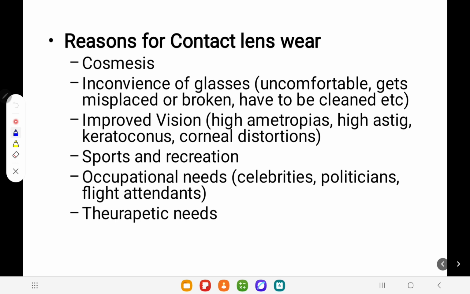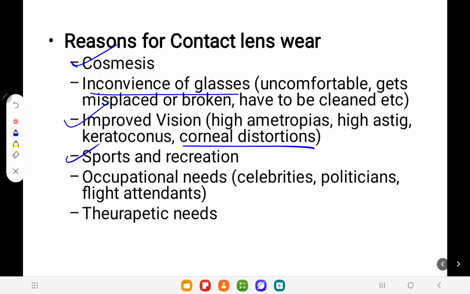So the reason for contact lens wear many times is cosmetic. Many times it's the inconvenience of glasses, which get misplaced or broken, or are frequently very dusty, and they want to get rid of them, so they want contact lenses. And sometimes it's about the vision, especially in cases of high myopia, or high astigmatism like keratoconus or corneal distortion. Patients depend upon contact lenses, especially scleral contact lenses or rigid RGP contact lenses, and they are very good for enhancing their quality of life.